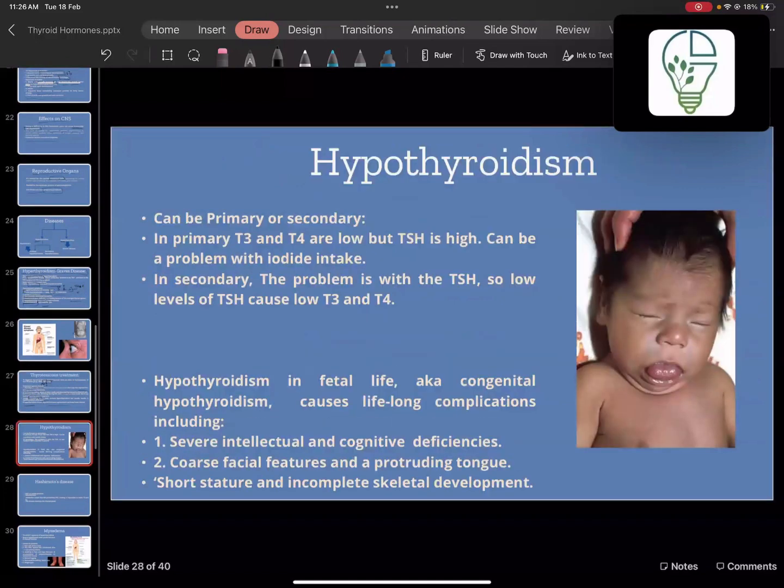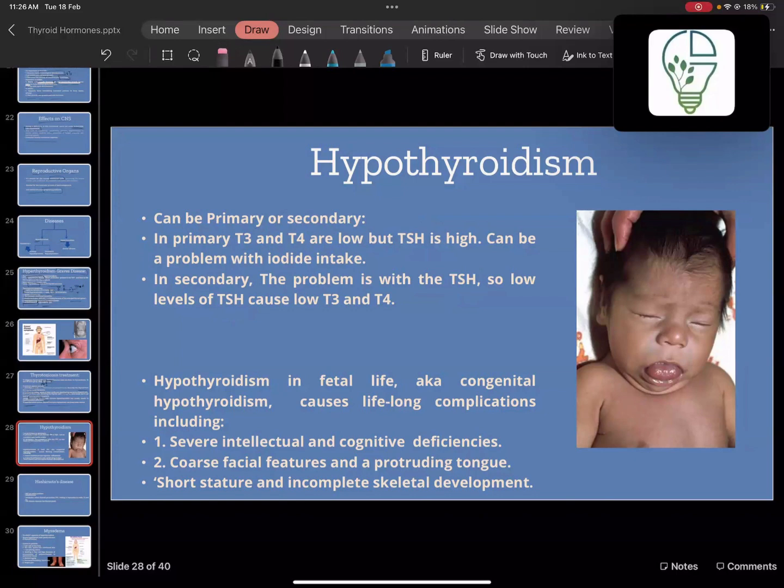Okay, so now we're going to go to hypothyroidism. It can either be primary or secondary. In primary, T3 and T4 are low, but TSH is high, and it can be a problem with the iodide intake type. In secondary, the problem is with the TSH itself, so it means it's a problem with the pituitary type. Sorry, this is wrong actually. Wait, I messed up. Okay, one more time.